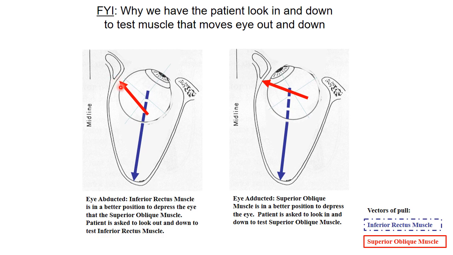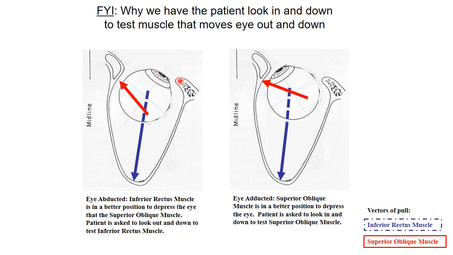Okay, and basically this is the concept. This is midline. This is lateral. And for depression, we want to pay attention to this light blue line here in the sagittal plane through the eyeball, and we want the front of the eyeball to move down. That's depression. And so the question is, in each position, abducted versus adducted, which is the better muscle? Which muscle is in a better position to depress? And we can see right here, whichever muscle is in a better position to depress is whichever vector is closer to this sagittal line right here.